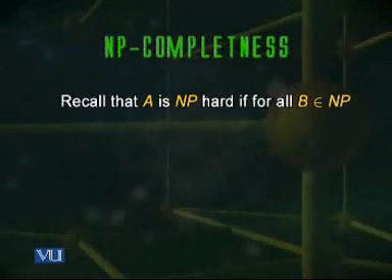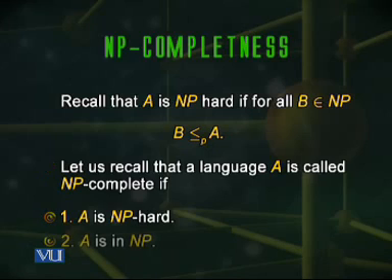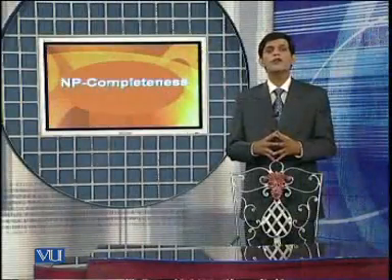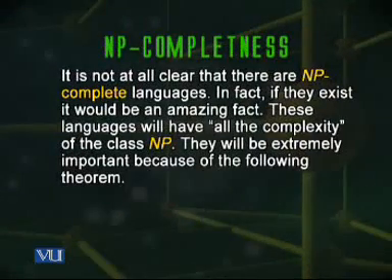So let us continue with our definitions. Recall that A is NP hard if for all B in NP, B is polynomial time reducible to A. Let us also recall that a language A is called NP complete if A is in the class NP and A is itself NP hard. So now what we want to do is talk about NP completeness and satisfiability. It is not clear at all that there are NP complete languages. In fact, if they exist, that would be an extremely amazing fact. These languages have all the complexity of the class NP. They will be extremely important because of the following theorem.